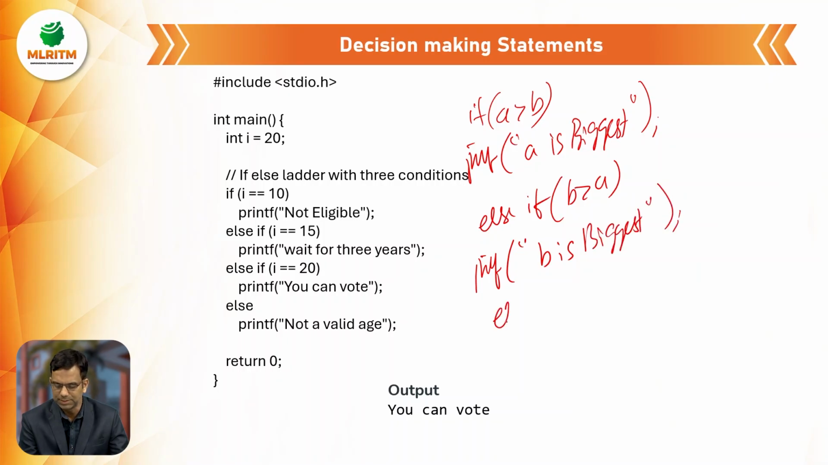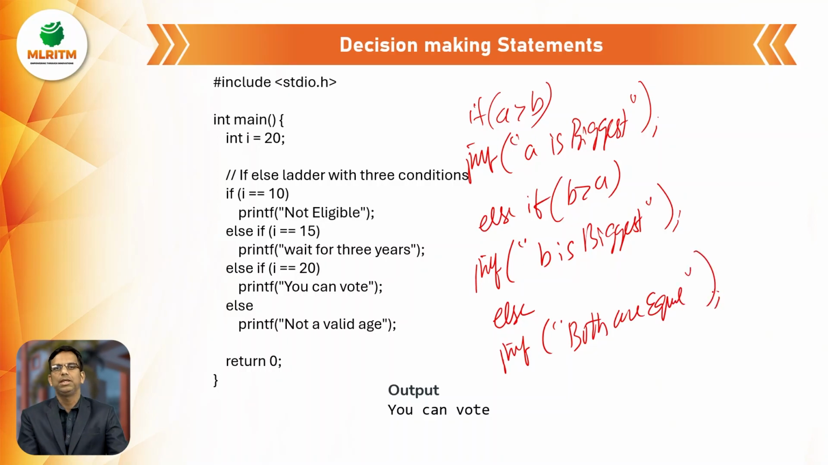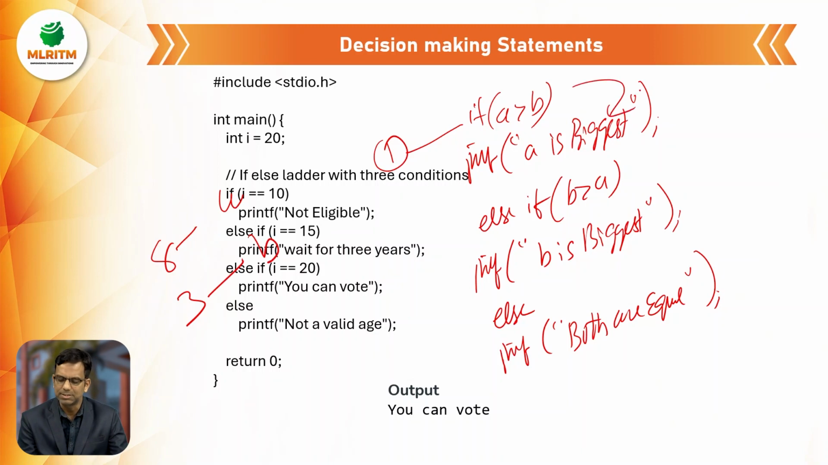Okay, then else printf "both are equal". So what is this? See here, if A greater than B. If you enter two numbers, for example A value 8, B value 3, two numbers I have entered. If A greater than B, the answer will be "A is biggest". If B greater than A, then the answer will be "B is biggest". For example, you have given 5, 5, A value 5, B value 5.